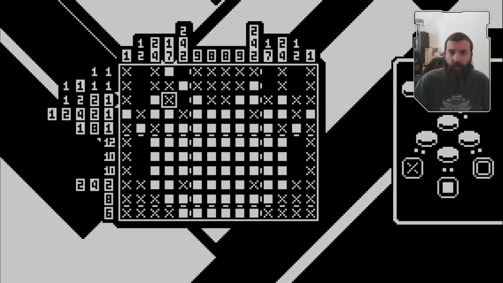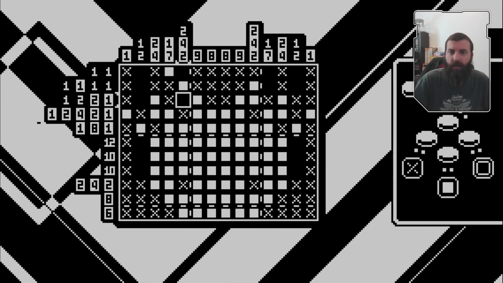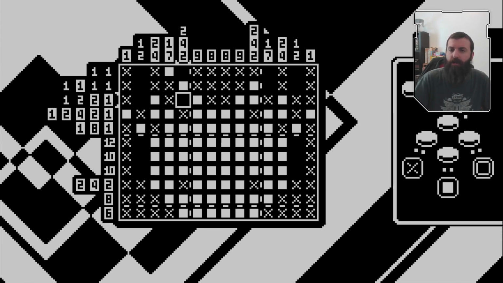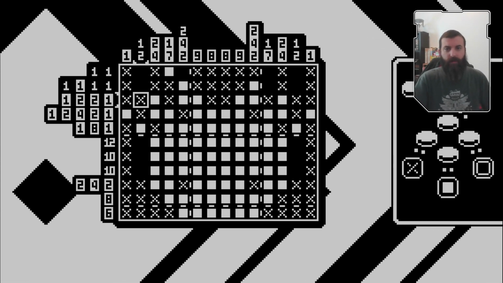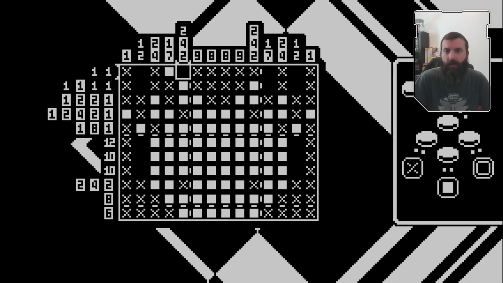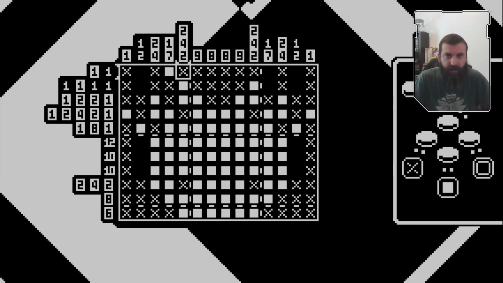Over here, though, we know that that vertical 7's complete. We can look at our horizontal 1, 2, 2, 1 and see that this has to be part of the 2. Closes that off. Right. And we can close this off because we know that that's a 1 horizontally and also that's a 2 vertically.